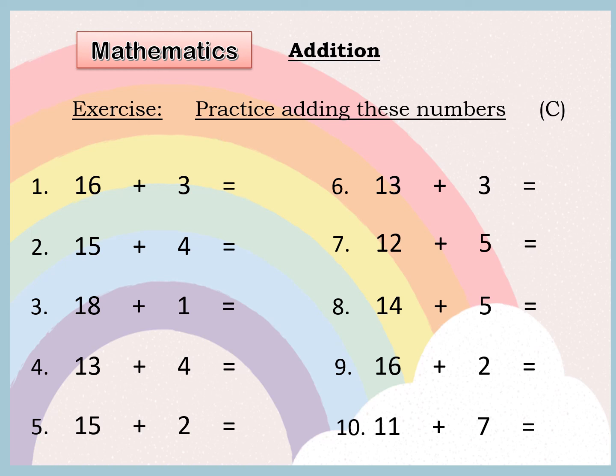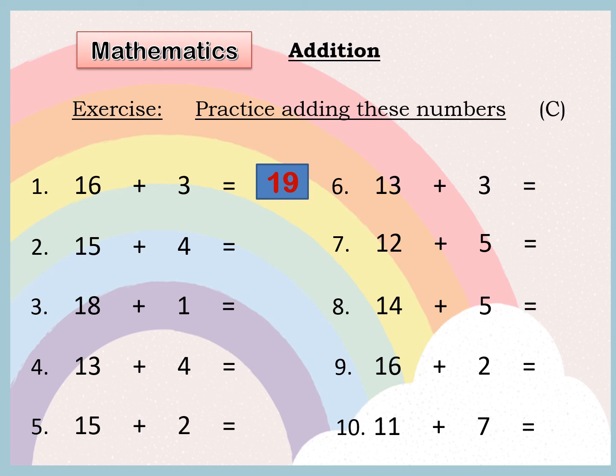Alright, now let's proceed with number 1. 16 plus 3. Now which number is bigger? Is it 16 or 3? Now the bigger number is 16. Very good. So 16, put it in your head, put it in your mind, and then number 3, count number 3 using your fingers. Now put number 3 here below on your fingers and then start counting 16. 16 plus 3 is 16, 17, 18, 19. What's the answer? The answer is 19.